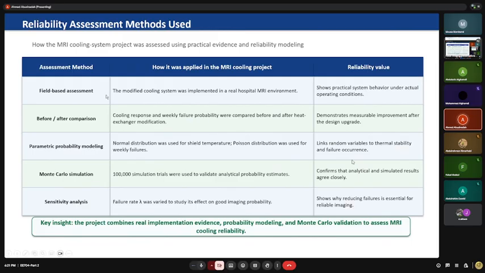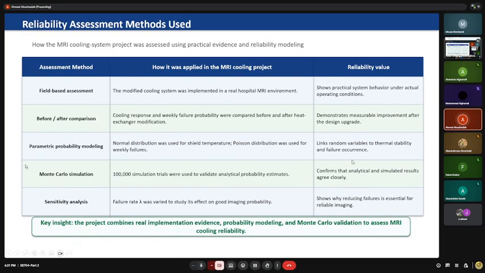Assessment method, before and after comparison. Cooling response and weekly failure probability were compared before and after the heat exchanger modification. This demonstrates the measurable improvement after the design upgrade.